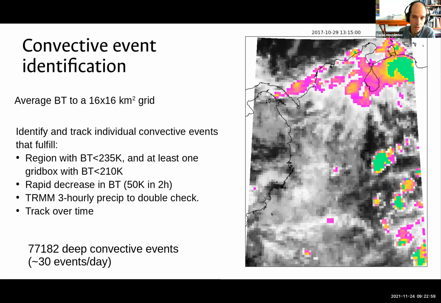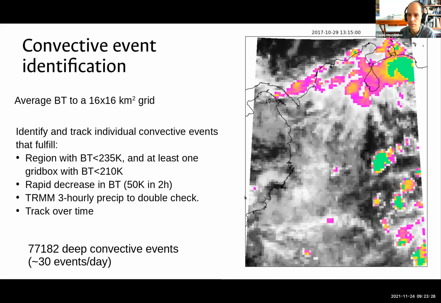And then the other important condition is that you need a rapid decrease in brightness temperature, and I've used 50 Kelvin in 2 hours. So for this particular system to be considered a convective system, you need to be able to detect a decrease of 50 Kelvin in 2 hours within a 3-hour time window. And then I also use TRMM precipitation data, which is available in 3-hourly intervals, just to double check.